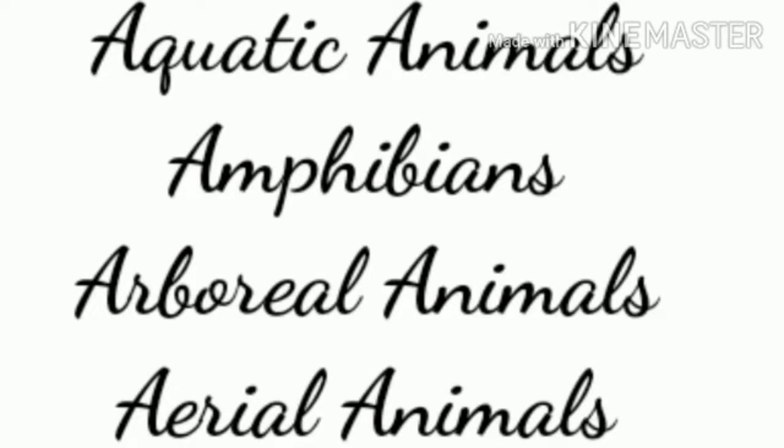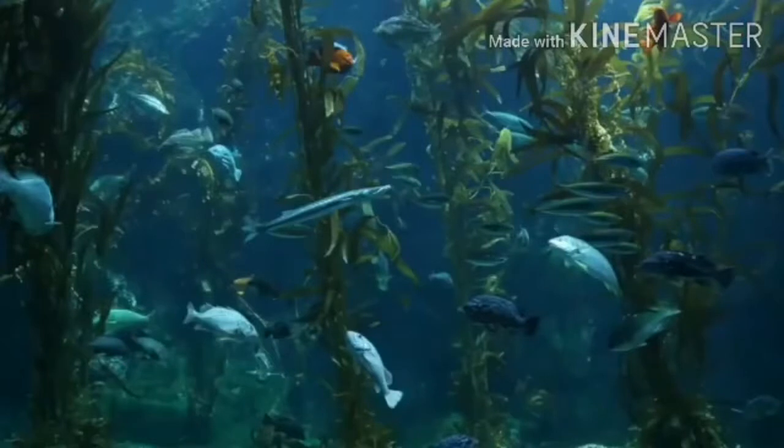2. Aquatic animals. Children, what is aquatic? Yes, aquatic means water. So, animals which live in water are called aquatic animals. I'll repeat again. Animals which live in water are called aquatic animals.